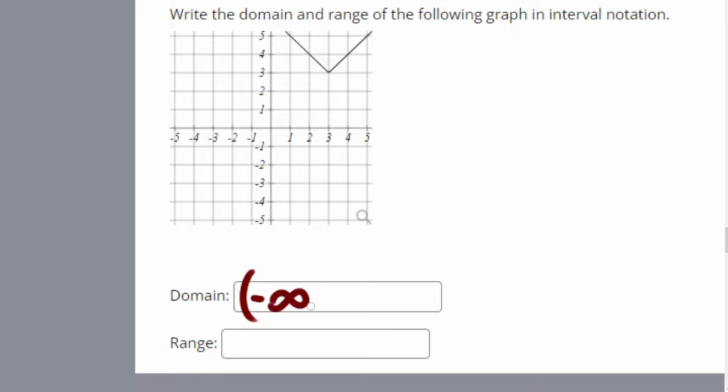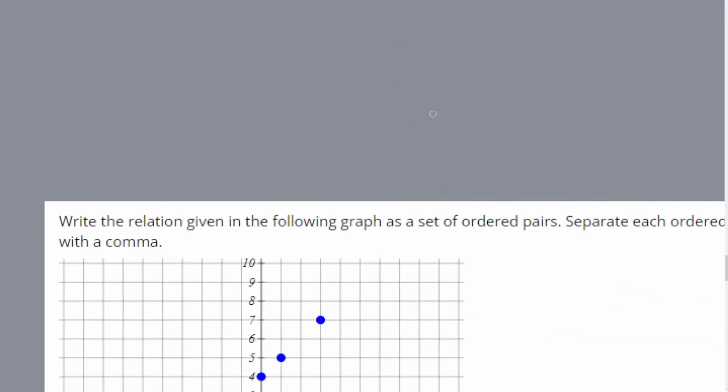So negative infinity, positive infinity. And then for the range, our lowest point is 3, and we are including this 3. So it'll be square bracket 3, comma, positive infinity, parentheses.